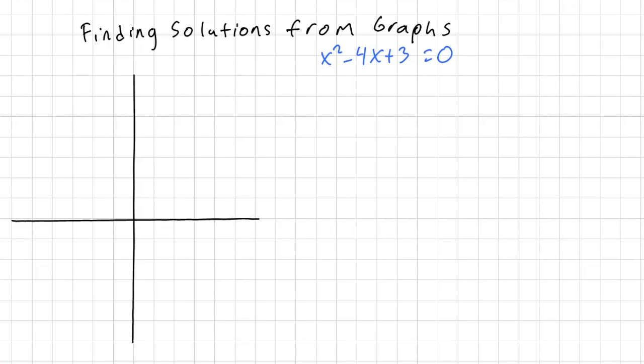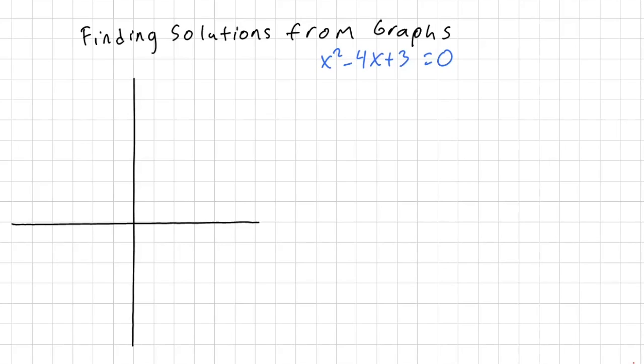Alright, now that we've looked at some pre-made graphs and figured out the solutions from those, now we're going to graph on our own and then find the solutions. So, we've been graphing before, so let's do what we've been doing. First, we start by finding the axis of symmetry, which, as you know, is x equals -b over 2a.